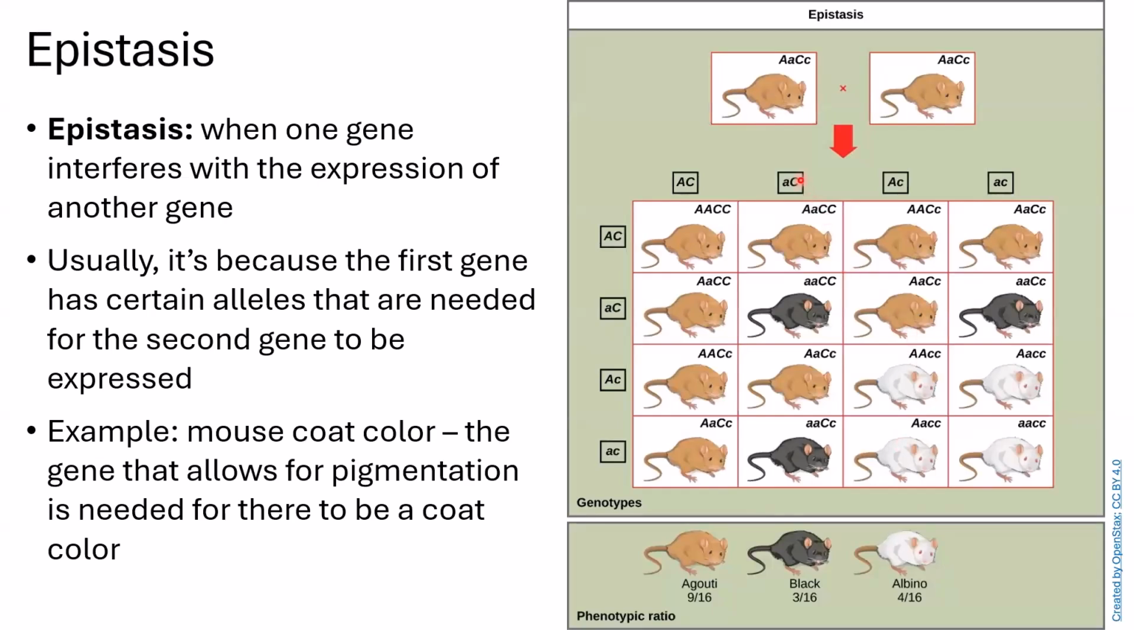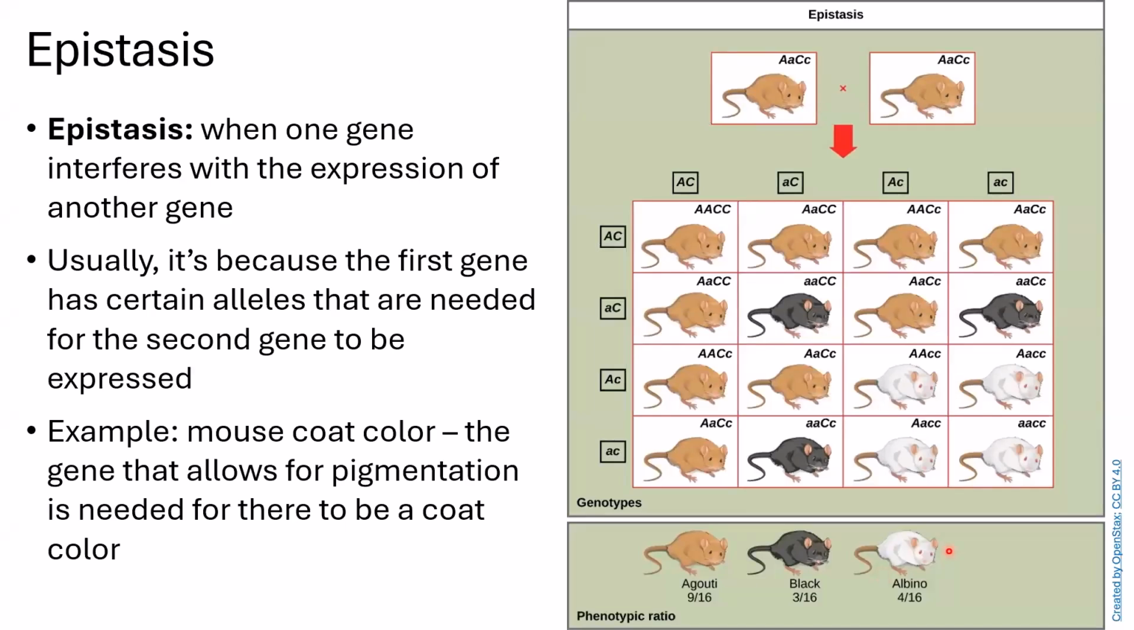In this example, coat color is determined by two genes. One gene, designated as C, determines whether the mouse can produce the pigments needed for there to be a coat color. Having a coat color is dominant over not having a coat color. The other gene, designated as A, determines whether the mouse has an agouti coat color, which is the yellow color, or the black coat color. In this case, agouti is dominant over black. The gene that allows for pigmentation, C, is needed for the mouse to have a coat color. So if the mouse is recessive for coat color and has no pigmentation, it would have a white coat regardless of what the genotype for the other gene is.